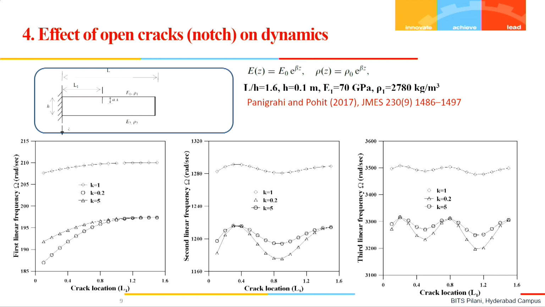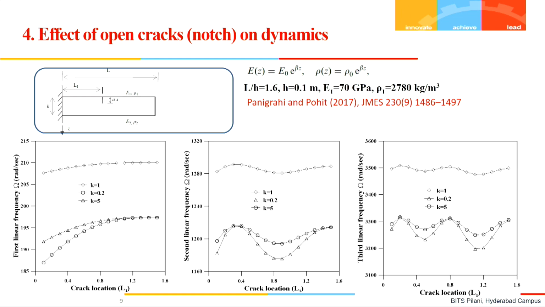Although this analysis is done for a functionally graded material, there is no point in talking about functionally graded material in the response, because we are generally talking about how the crack is behaving with respect to the dynamics of the structure. So only one response we will see. Basically, this response is for the isotropic material. Beam parameters, everything is given here, and this is taken from our published article.